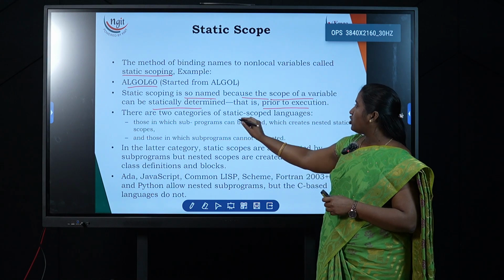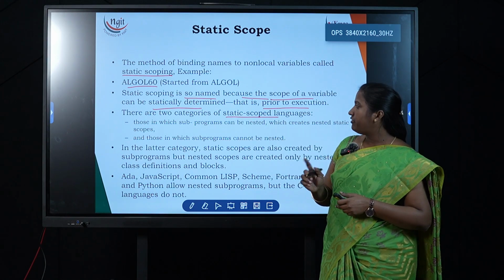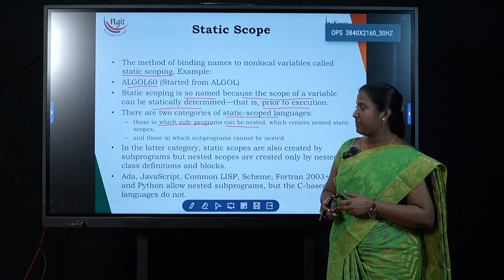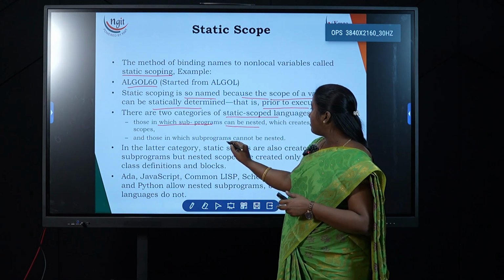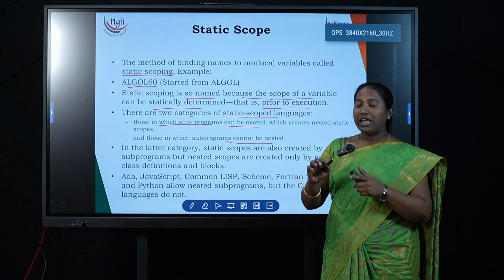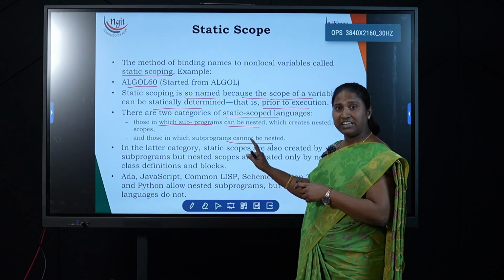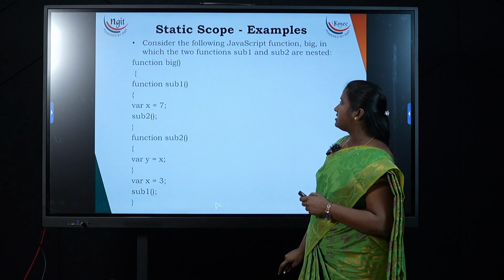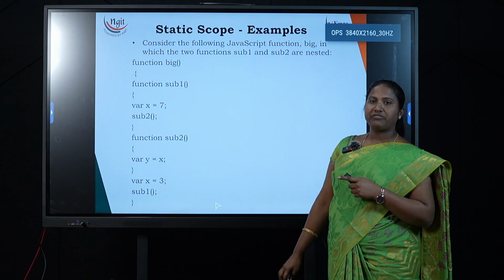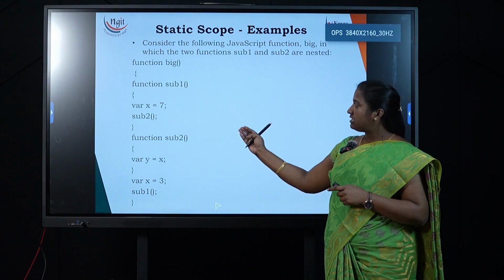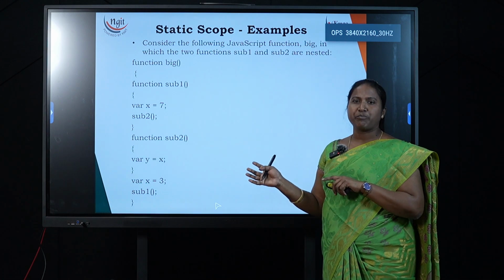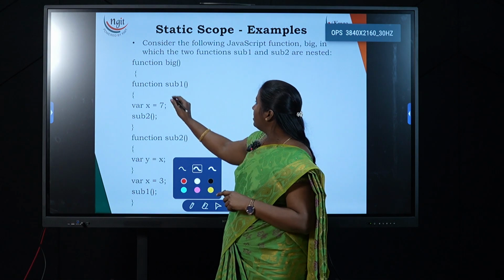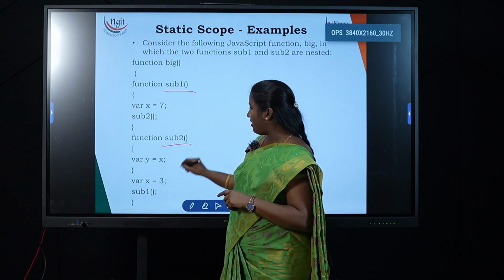There are two categories of static scoped languages. The first category is those in which subprograms can be nested, and the other in which subprograms cannot be nested. I will show you an example of nested and not nested. Let's see one program example, and this program I have taken from JavaScript. This program has multiple subprograms. We have subprogram 1 and subprogram 2.